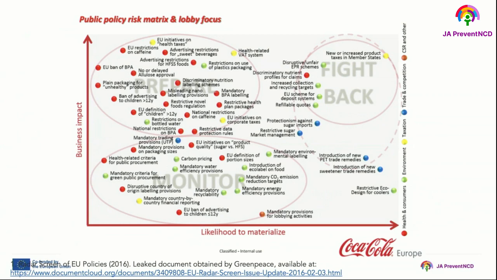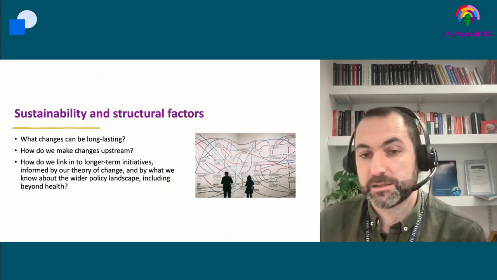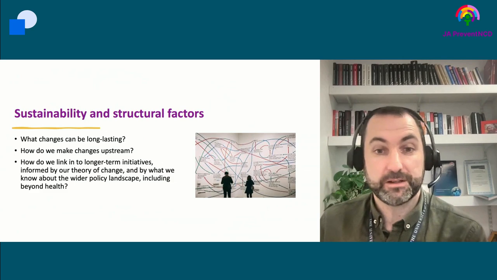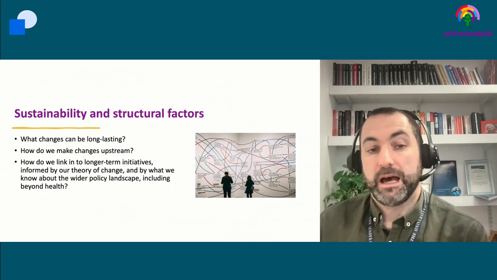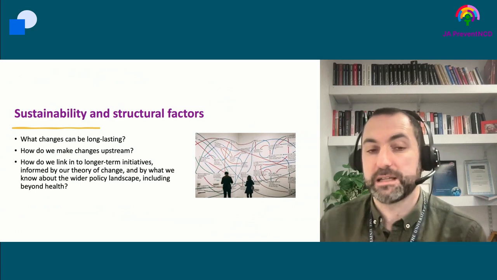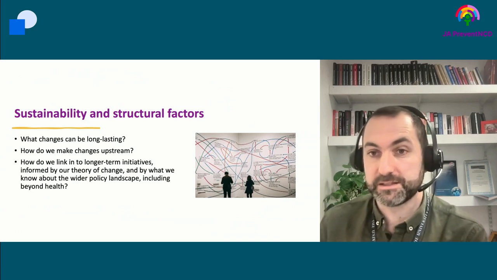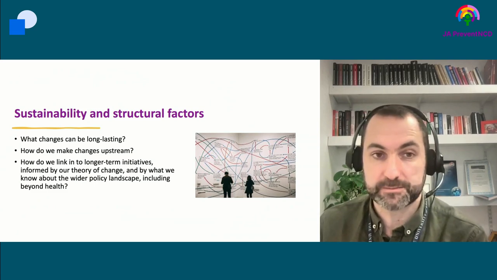So this is a leaked slide from Coca-Cola Europe, and it shows how they're mapping public policies in the European space. And depending on how they're likely to impact on business and likely to materialize, where they might fight on those or monitor or prepare. So just in closing, as we think about sustainability and some of these wider structural factors, it's important for us to think about being ambitious, thinking about what changes can be long-lasting and how we make changes upstream, and how that informs the theory of change you're talking about, including the policy landscape far beyond health, right? Because NCDs are shaped not just through health policy, but through a wide range of other sectors.